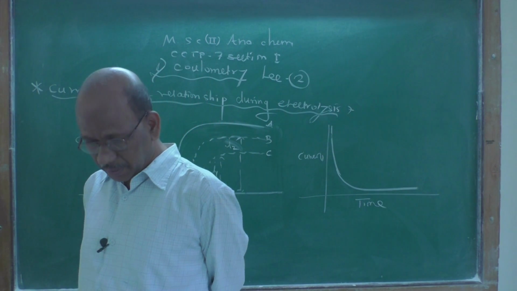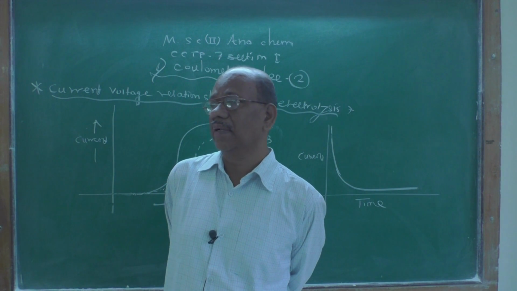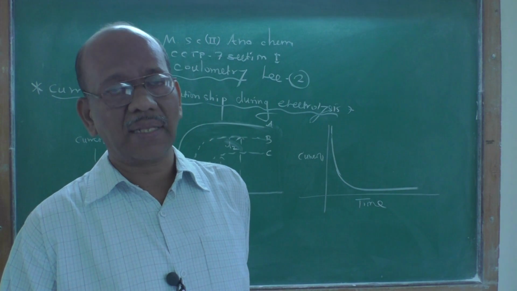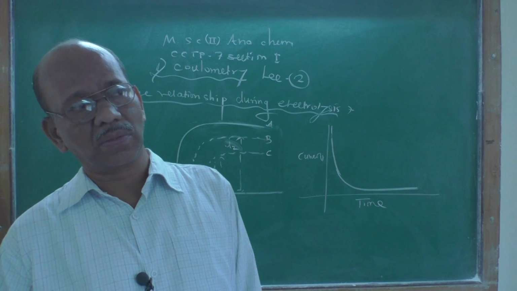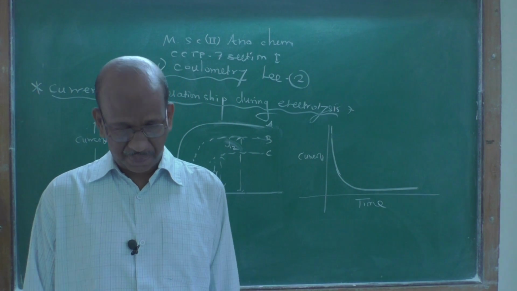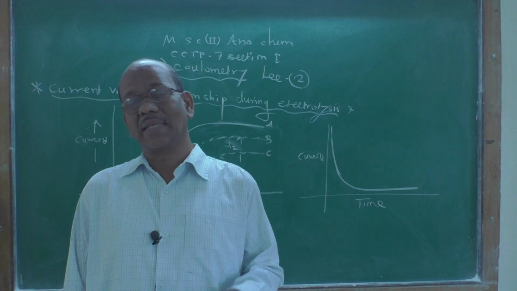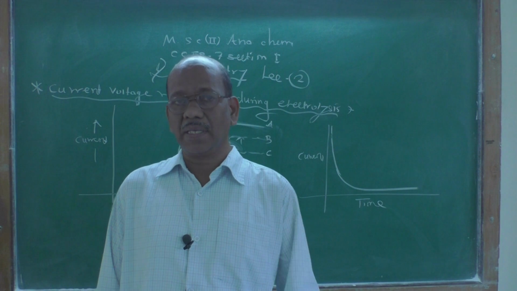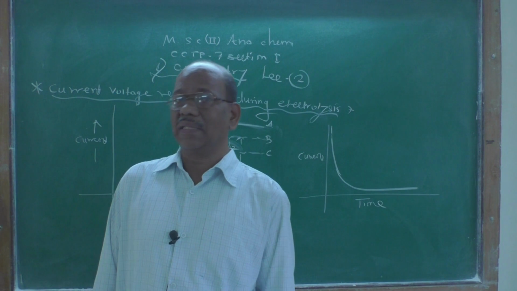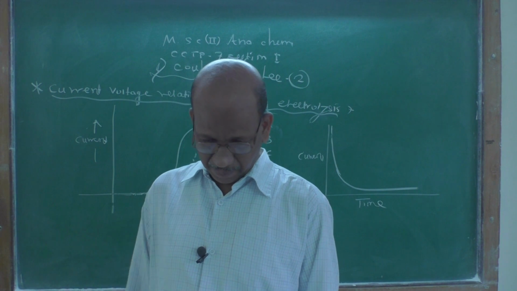That can be given by the equation W equals Wm multiplied by Q divided by N multiplied by 96,500, where N stands for the number of electrons involved in the chemical reaction during electrolysis. W is the weight of substance deposited or weight of gas liberated, and Wm is the atomic weight or molecular weight of that particular analyte or species under investigation.